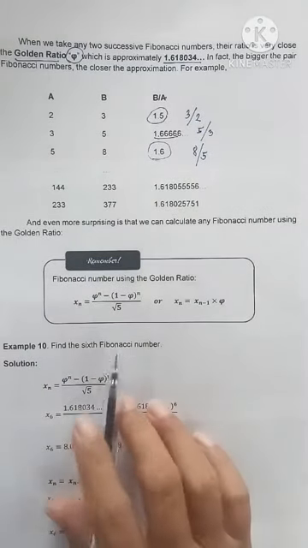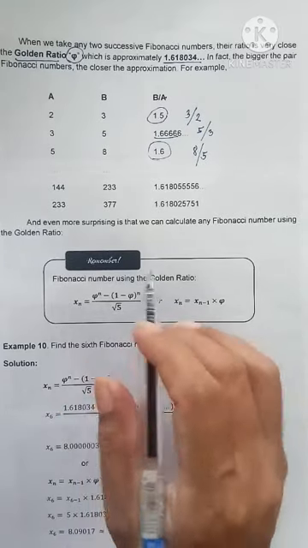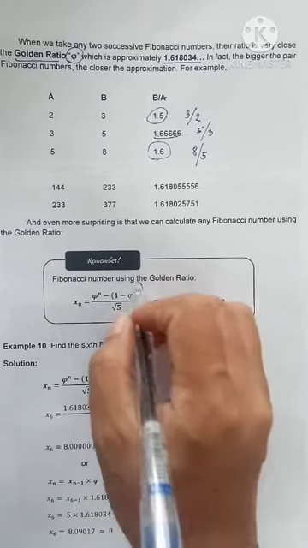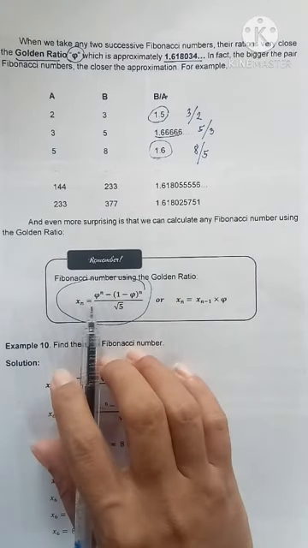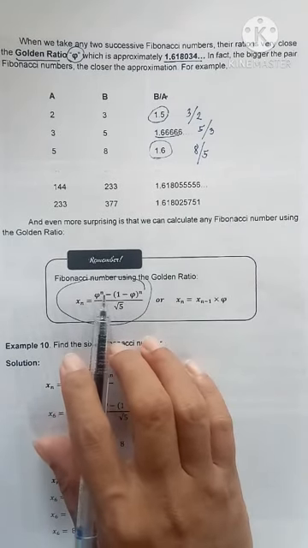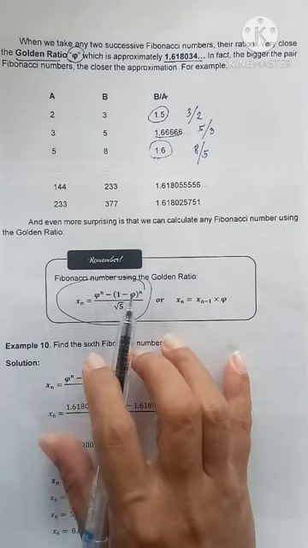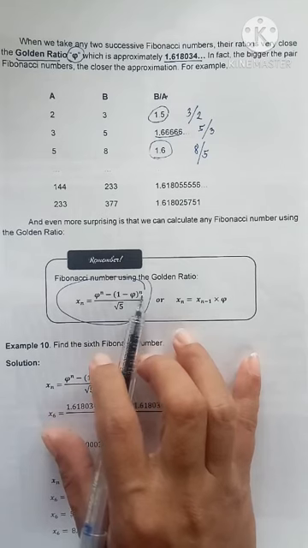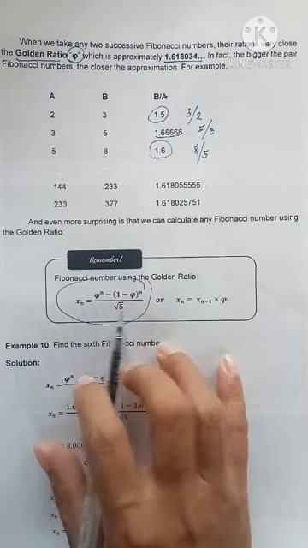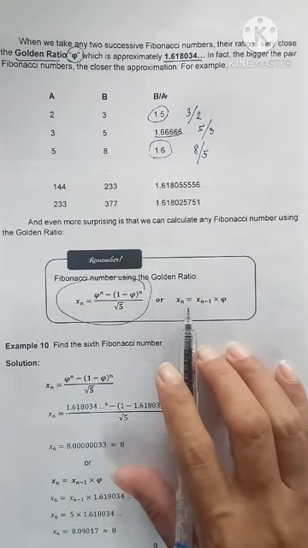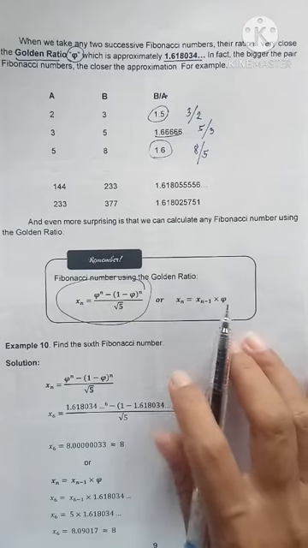Remember, for the Fibonacci number using the golden ratio, we have here our formula. x of n is equal to the golden ratio raised to n minus the quantity of 1 minus the golden ratio to the power of n, divided by the square root of 5. Or we can also have x of n is equal to x of n minus 1 times the golden ratio.